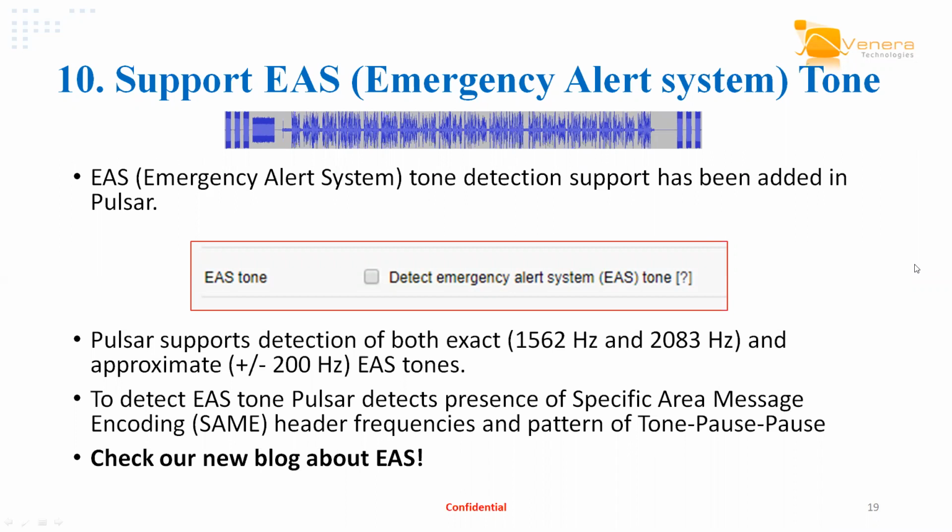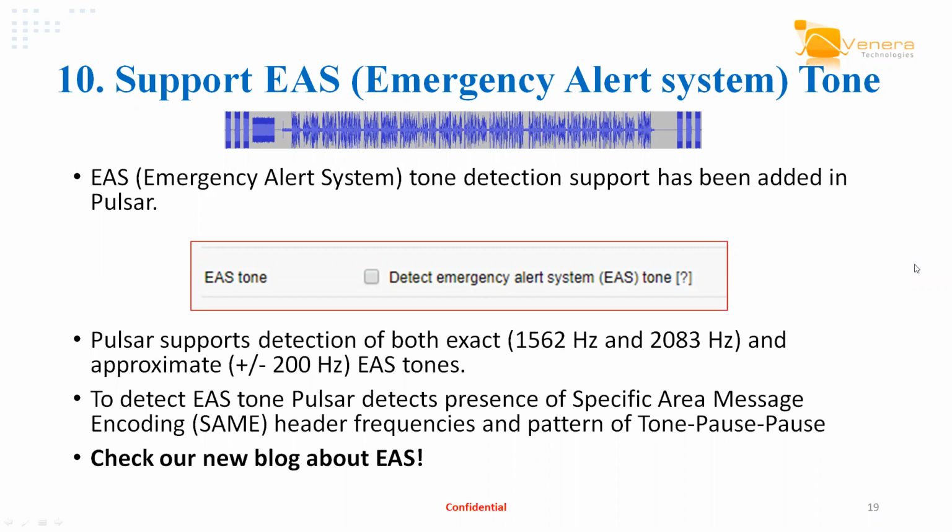So now we have added the feature where Pulsar will detect and report back if the EAS tone itself, or within plus or minus 200 hertz of the EAS tone, is present in the content, because people have gotten fined even for tones that are similar but not exactly the same as the EAS. So that's all available in Pulsar now.